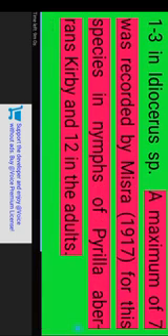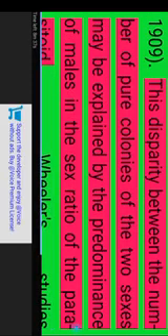A maximum of 7 was recorded by Misra 1917 for this species in nymphs of Pyrilla aberrans Kirby and 12 in the adults. Bruce 1905 concluded, as a result of studies on several species of Xenos, that there is a tendency for all parasitoids developing in a single host to be of the same sex. In X. pallidus parasitizing Polistes annularis, of 100 male hosts containing more than one parasitoid and averaging 2.99, 26 lots were males only, 11 were females only and 63 were of both sexes. Pierce 1909. This disparity between the number of pure colonies of the two sexes may be explained by the predominance of males in the sex ratio of the parasitoid.